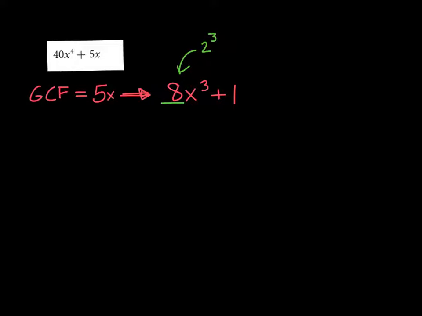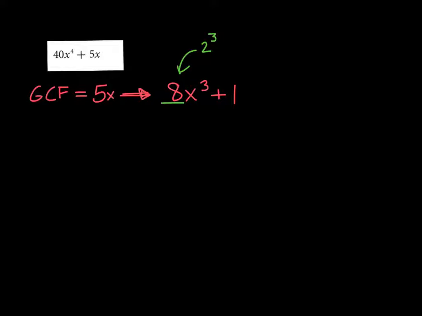All right, so here's my first example. Remember, the first step that I always want to do on any problem is take out my GCF. And you'll notice here that we can take a 5 and an x out. So my GCF is 5x, which is going to give me this new problem of 8x to the third plus 1. Now notice I've got some perfect cubes here. 8 is a perfect, not square, I'm sorry, cube. This is 2 to the third power.